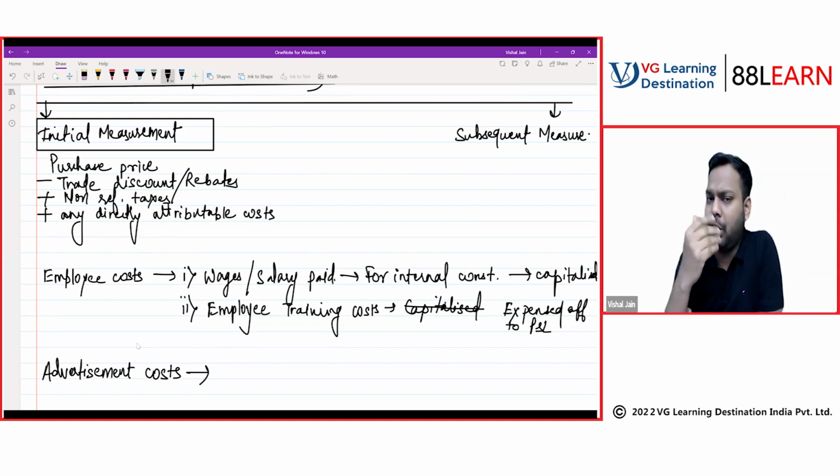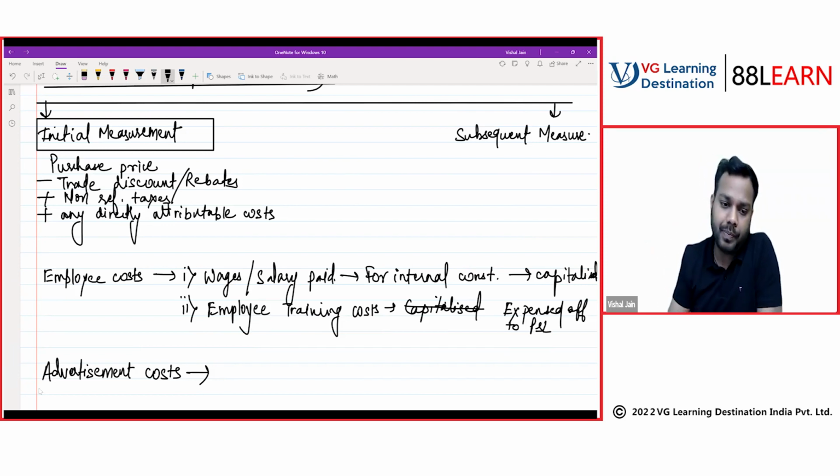Let's suppose I am launching a course. Now I posted the advertisement everywhere. Those who have seen the post, can I bind them? No, you have to purchase the course from me. Can I control the future economic benefits? No, I cannot control it, right? Till the time there is no control, I cannot recognize it.